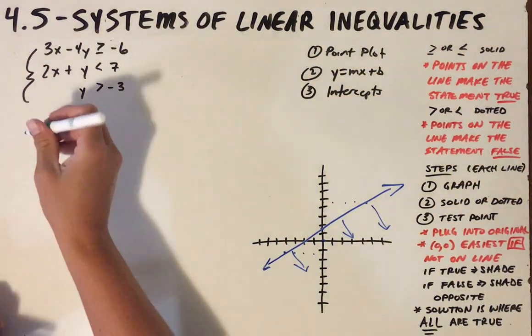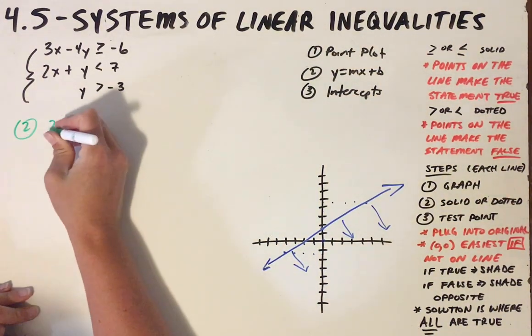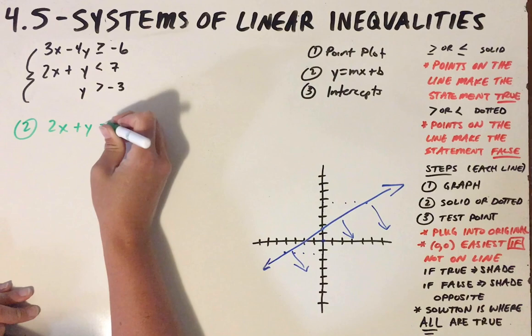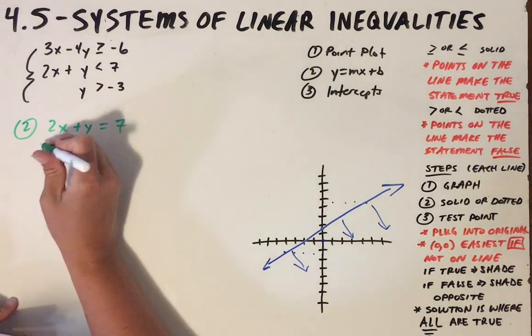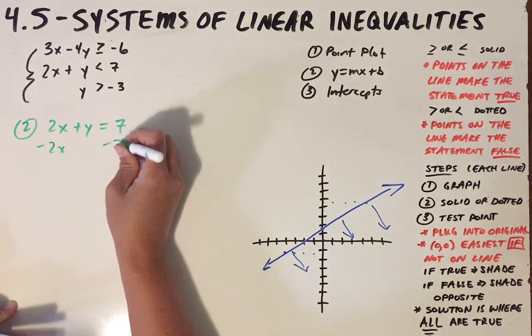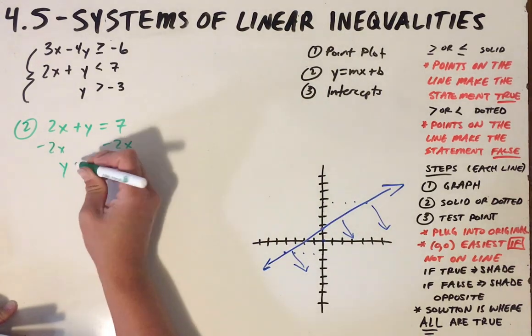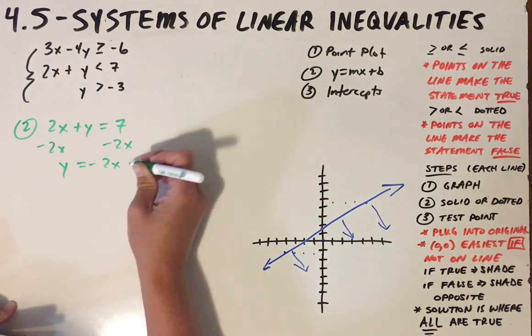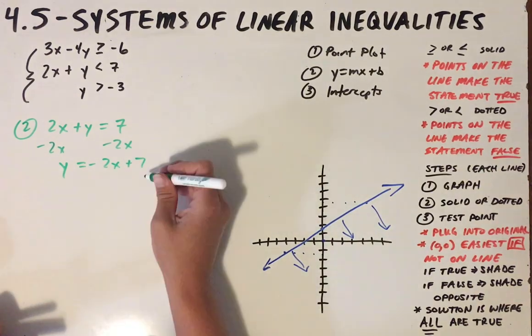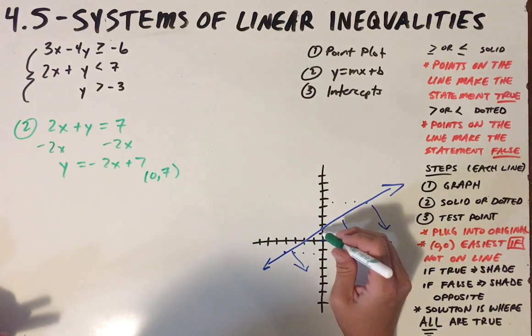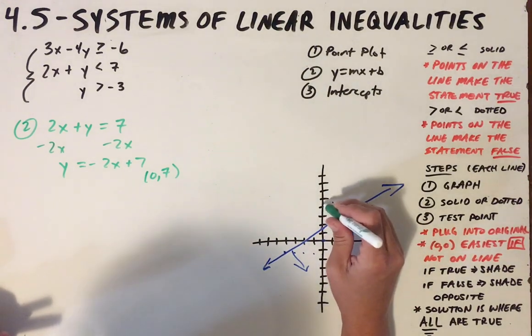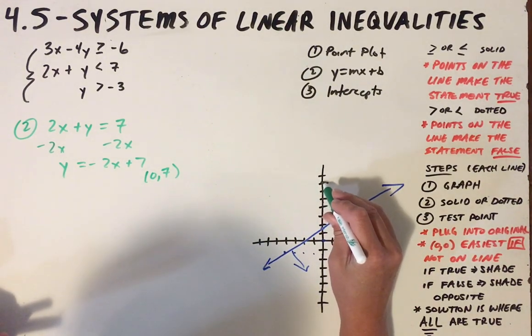Line 2 is going to be 2x plus y is equal to 7. Again, I'm just not going to worry about the inequality because we plug our test point into the original. So I get that y is equal to negative 2x plus 7. All right, so my y-intercept right here is 0, 7. That is at 1, 2, 3, 4, 5, 6, 7.